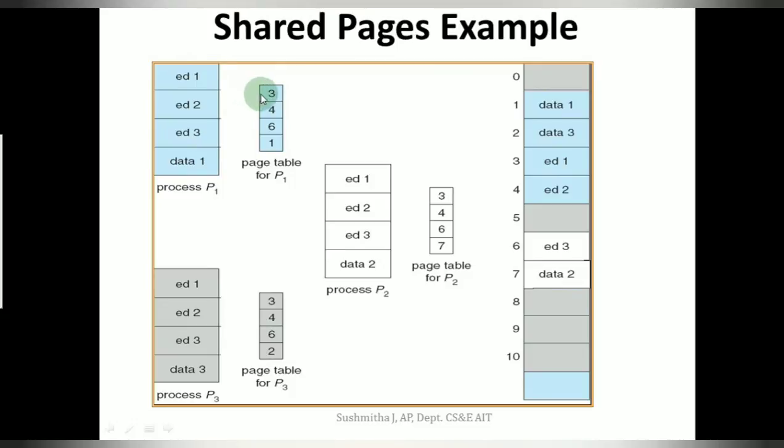ED1 is in page table entries 3, 4 and 6, at frame numbers 3, 4 and 6. So that is the same data in every page table. So there is a single entry of your ED1, ED2, ED3. So this data will be shared by all the processes.